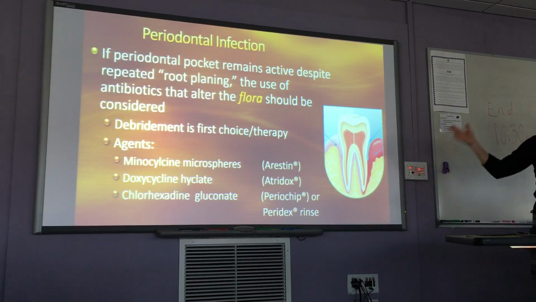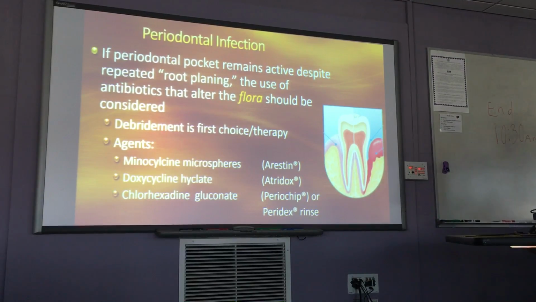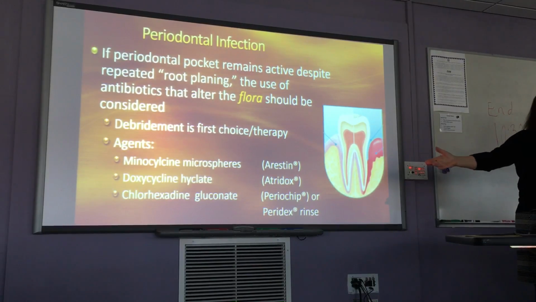And there are several products out there. Probably the most commonly used is minocycline microspheres, and that's called Arestin. You will learn how to place that. Doxycycline hyclate, which is Atridox, and they're just delivered slightly differently. One is one use, and one has multiple use cartridges. And then something you will be using in the clinic would be a chlorhexidine rinse. Some of you may have used it already for your patients.